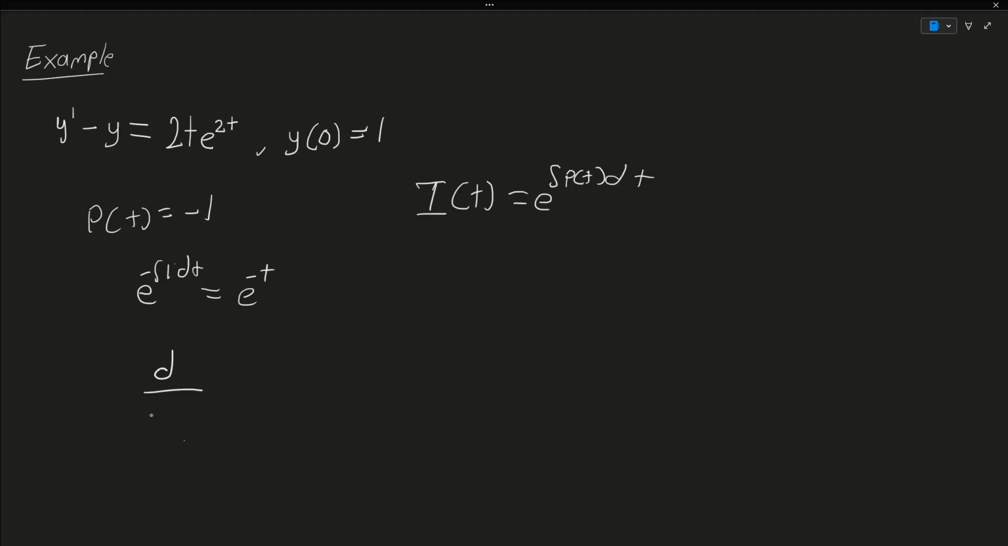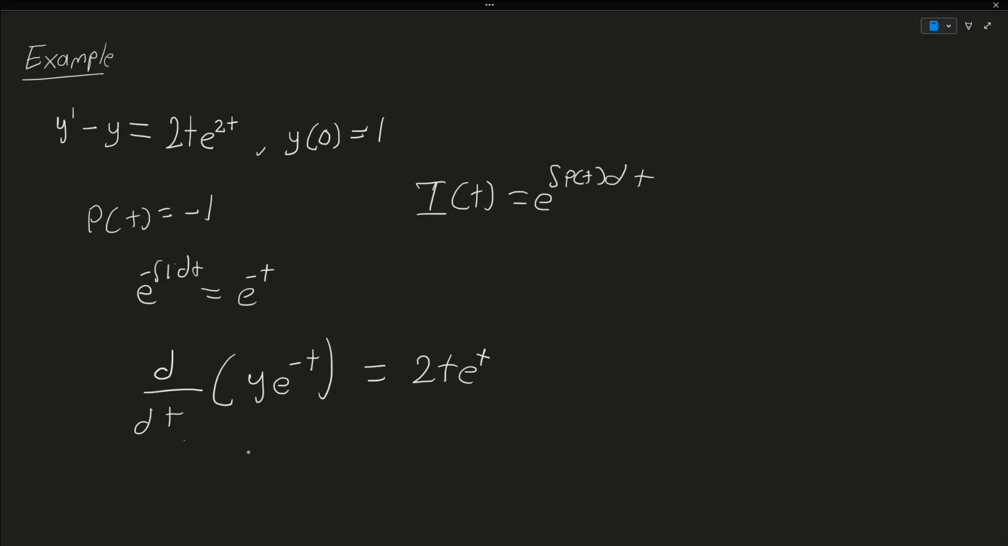I know the left-hand side will be this product derivative, y times e to the minus t, equals 2t e to the 2t times e to the minus t. Well, e to the 2t times e to the minus t is just e to the t, because when you're multiplying exponentials, you add the exponents together. Now you can integrate both sides to solve the equation.